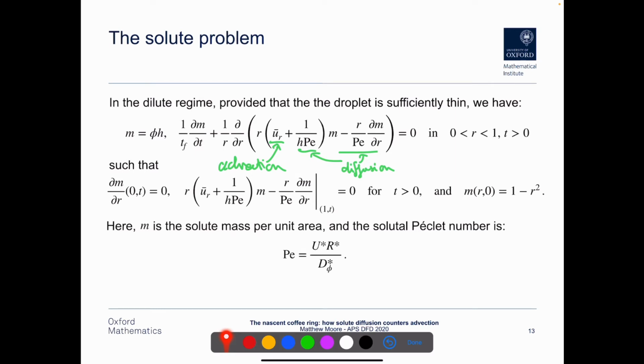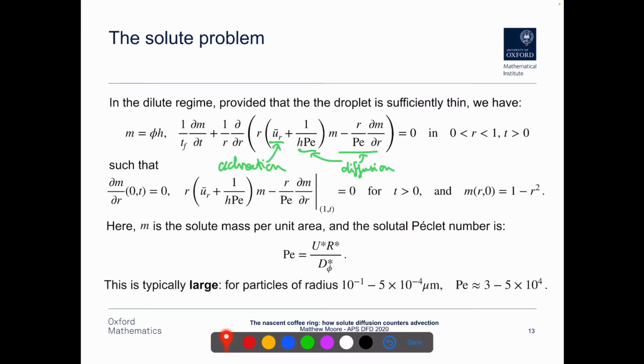In the problem, this parameter PE is the thing that determines how strong advection is to how strong diffusion is, and so we have this solutal Peclet number. And the important part of our asymptotic analysis that we're going to see here is that this is typically large for a lot of problems.